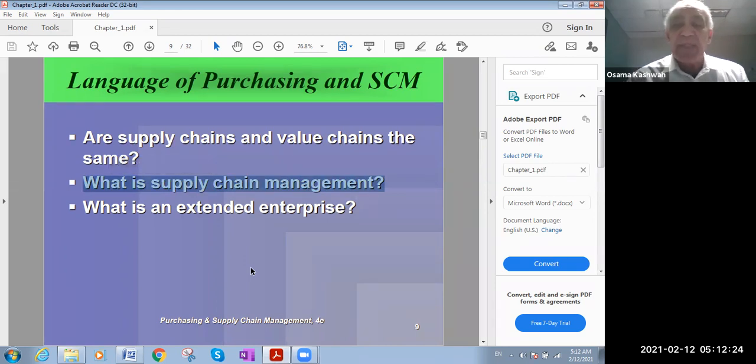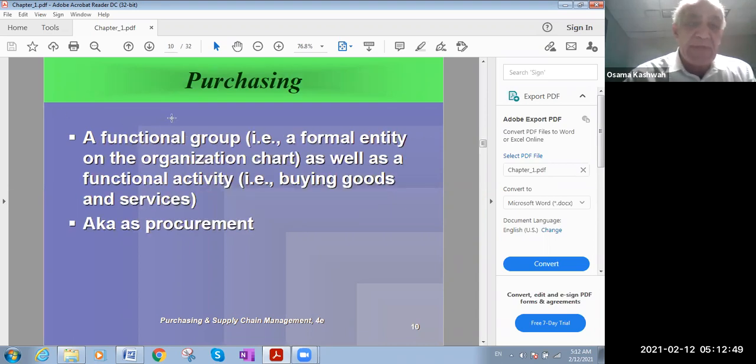We talk about the increasing role which the supply chain plays nowadays, which is more than what the supply chain used to do before, particularly with the emergence of high technology. So let's see purchasing. This is the definition of purchasing: a functional group, i.e., a formal entity on the organization chart. It means the purchasing department, as well as a functional activity, buying goods and services.